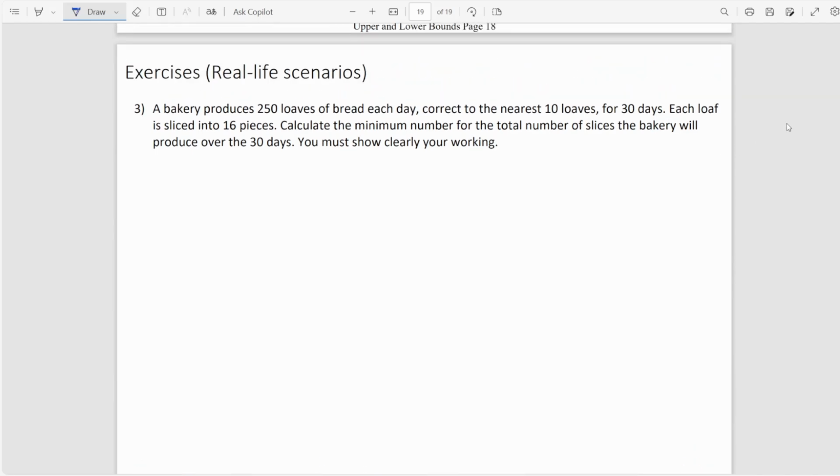Okay, third question. A bakery produces 250 loaves of bread each day, correct to the nearest 10 loaves. Okay, so we're producing 250, correct to the nearest 10. That means this 250 has an upper bound and a lower bound. And this goes on for 30 days. Each loaf is sliced into 16 pieces. Calculate the minimum number for the total number of slices the bakery will produce over 30 days.